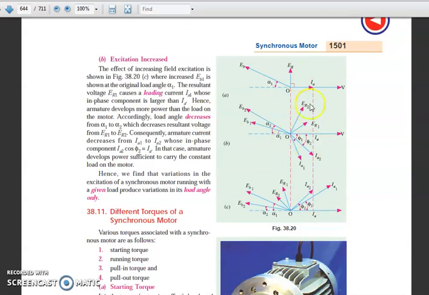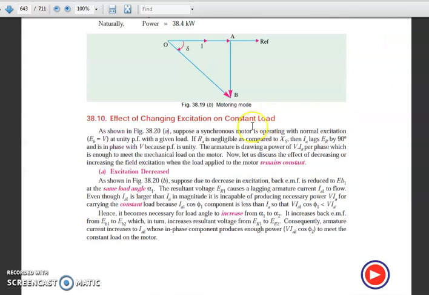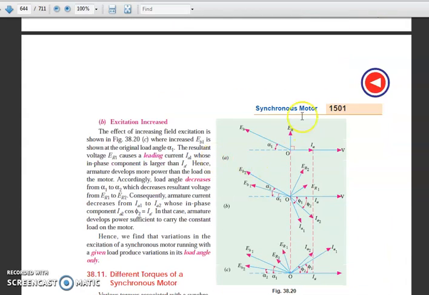Okay, they are considering this figure. If we assume that the motor is operating with a normal excitation, that is EB equals V, at unity power factor with a given load, and if RA, that is armature resistance, is negligible as compared to XS, that is the synchronous reactance, then IA lags ER by 90 degrees and is in phase with V because the power factor is unity. That means this one.